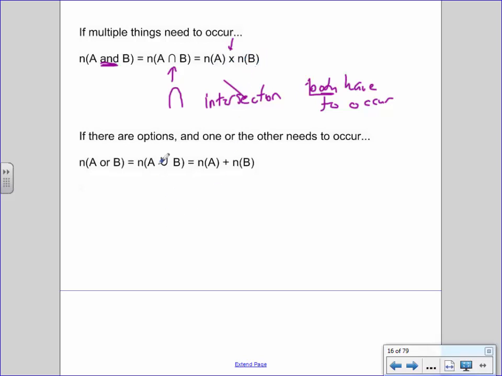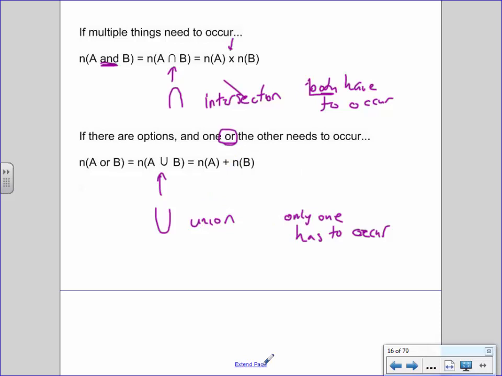Okay. But if there's option, you need one or the other. That's this symbol right here, which is like a U. This is known as union. And this is where only one has to occur. Okay. This one here, they both have to happen, multiply. This one here, if only one has to happen, add.